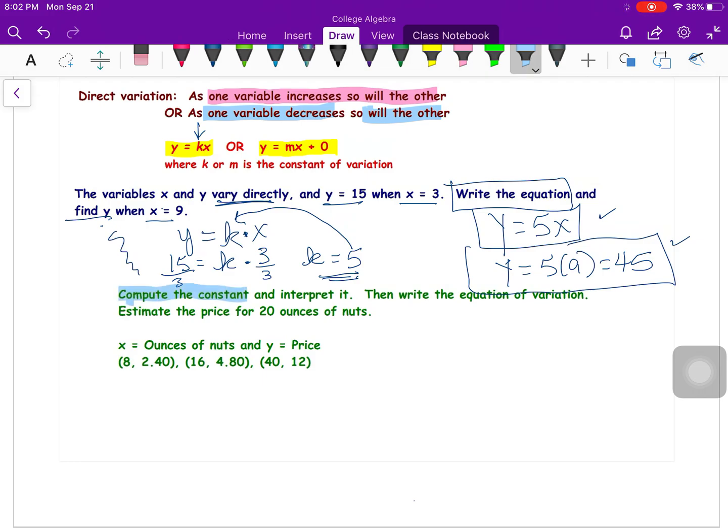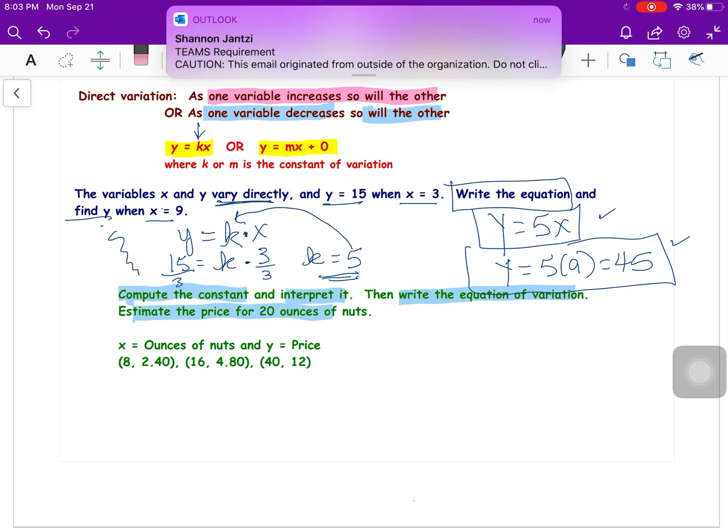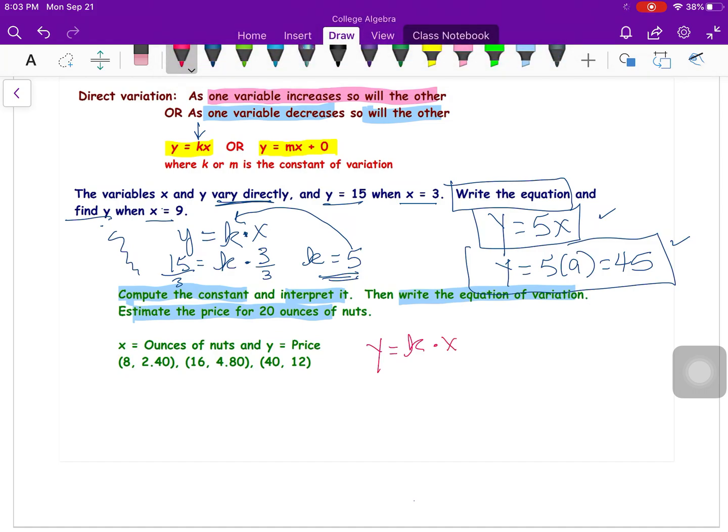Now next it says compute the constant and interpret. Write the equation of variation and estimate the price of 20 ounces of nuts. So I have 4 things. Compute the constant. So that means y equals k times x. Okay? So if I put in my 2.40 equals k times 8. If I divide by 8, I get 30 cents equals k. My constant of variation is 30 cents. Interpret that.